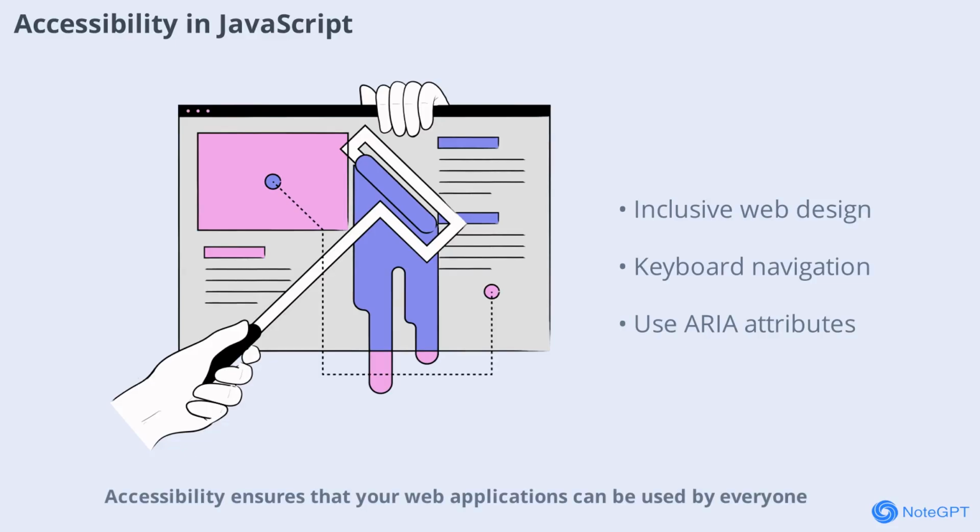Accessibility ensures that your web applications can be used by everyone, including people with disabilities. JavaScript can enhance or hinder accessibility depending on how it's used. Following best practices like providing keyboard navigation and using ARIA attributes helps make your sites more inclusive. We'll discuss how to build accessible web applications with JavaScript.